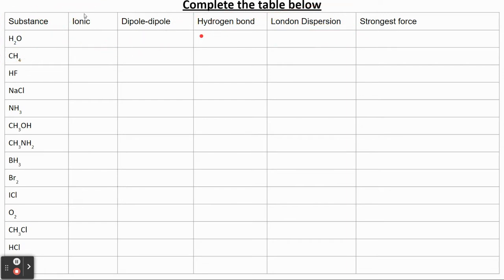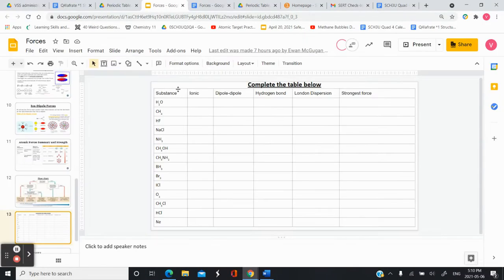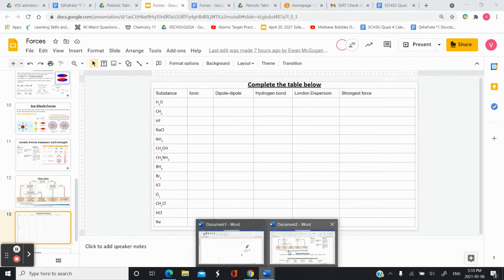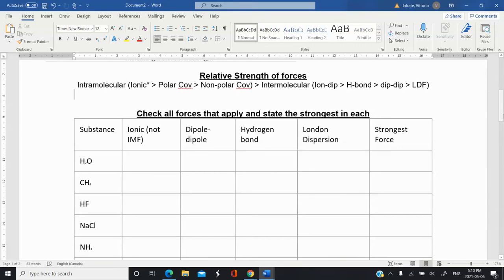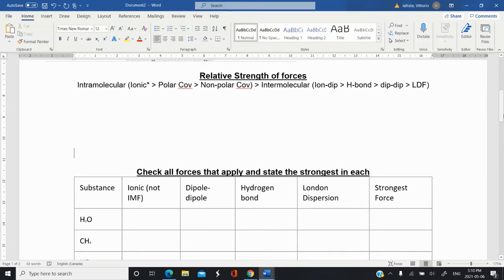So let's go ahead and try some examples out. We'll use the flow chart to try to figure out what type of forces we have within the various molecules. We'll start off with water. What I do first is draw out the molecule. So we have H2O. I'm going to make a Lewis structure for water. And then with VSEPR, you would know it was bent.